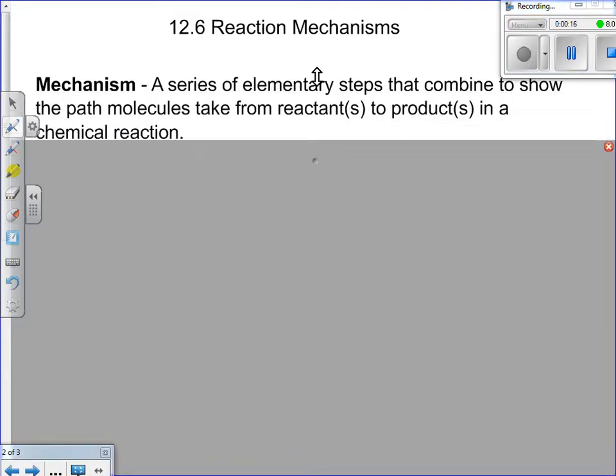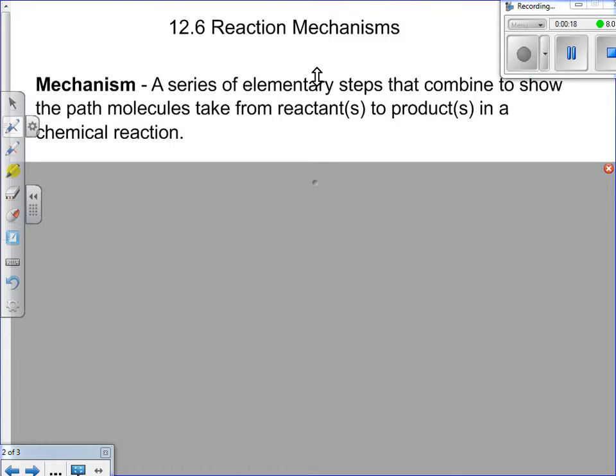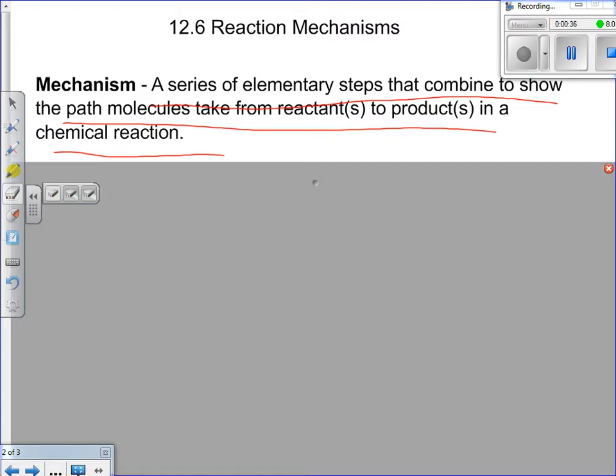Okay, what is a mechanism? So we're going to talk about reaction mechanisms. And mechanisms are a series of elementary steps that combine to show the path molecules take from reactants to products in a chemical reaction. Let's erase all of that now.